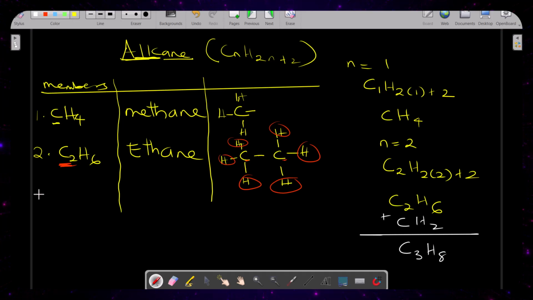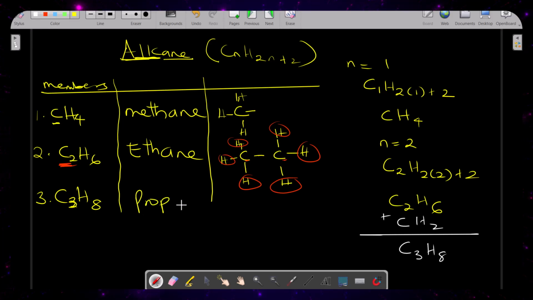So what is going to be the next one? Number 3 is going to be C3H8. And this is called prop. Prop because of 3 carbon atoms. Ane because it belongs to the alkane family. So if I'm to sketch this, it's going to be 1, 2, 3.